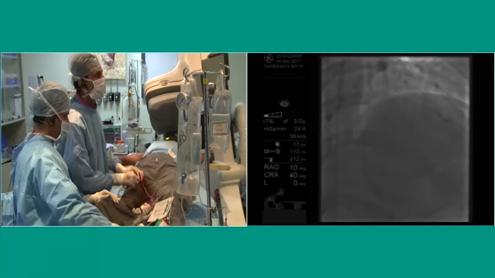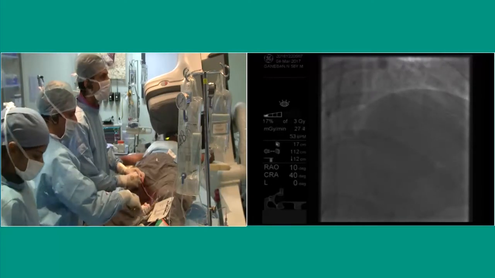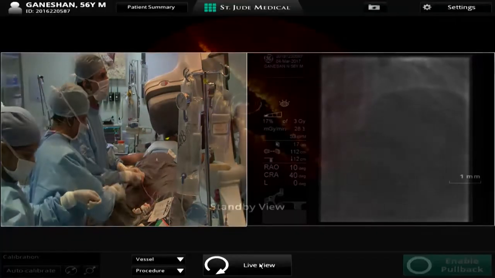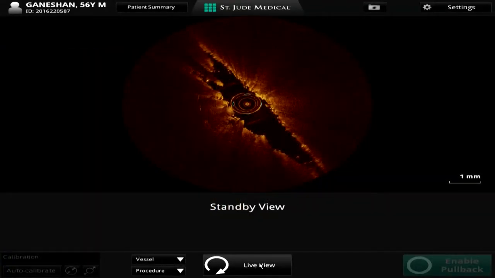Okay, let's get the OCT. In the labs which don't have OCT, we use stent boost quite often to look at the expansion. Excellent point. Thank you. Okay, get the OCT.